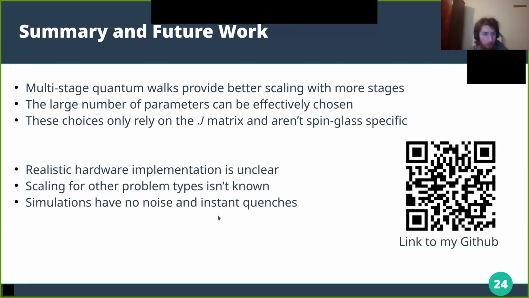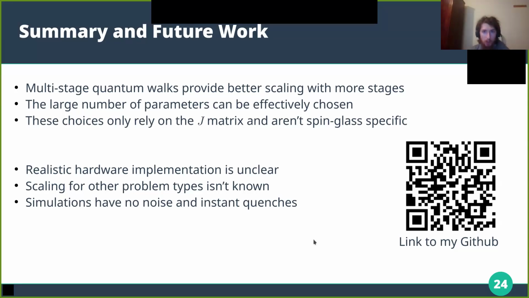Also, these simulations are optimal or unrealistic in the sense that there's no noise being simulated and the quenches are instantaneous. Because these are so short, the noise probably isn't much of an issue. But we assume the quenches are instant because something like D-Wave can only ramp the Hamiltonians up and down so quickly, and those timescales are on the same order as the timescales we're evolving for. There's a link to my GitHub where the code for this project is. Thank you. Are there any questions?